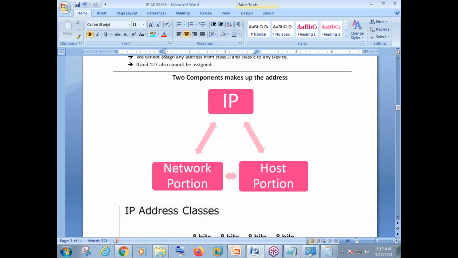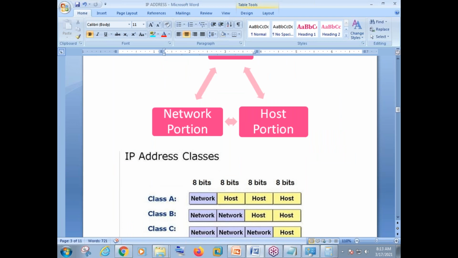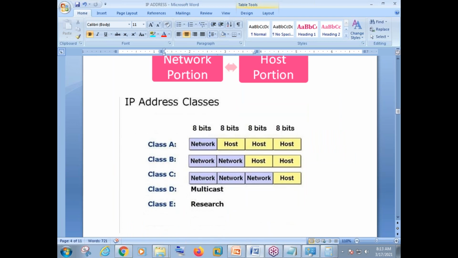And the third thing we have discussed today was what is a network portion and what is a host portion. And in this network portion, how many networks are possible in class A and how many hosts are possible in class C. In the same way for class B and class C, we have done this calculation. These are the things we have discussed today, 3 major things.